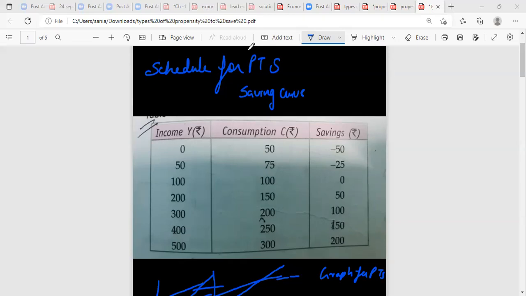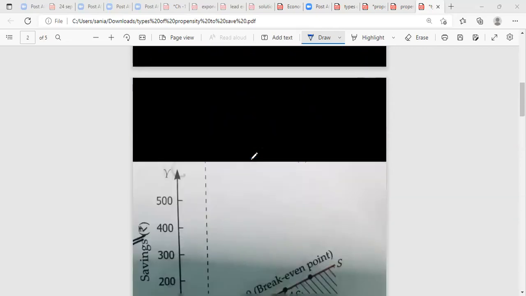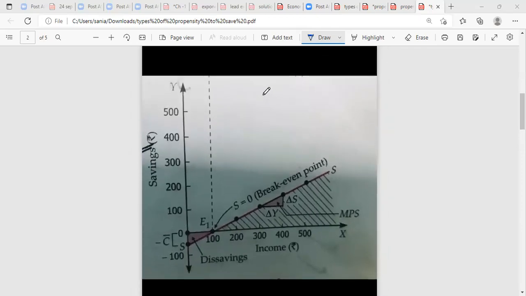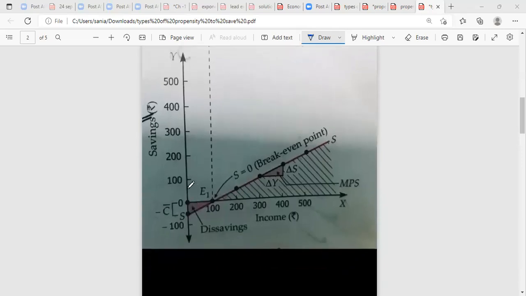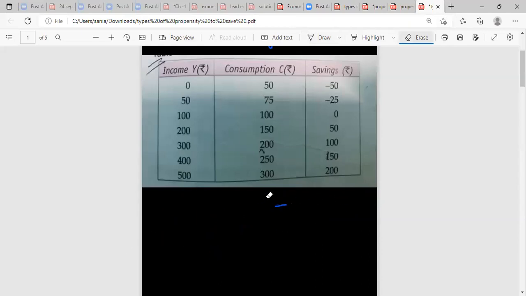Done, ma'am. You have drawn the graph? No, ma'am. Okay, so now you have to draw the graph. For those who haven't, you can see they have only drawn the saving curve, but you have to draw the consumption curve as well, which will go like this. I hope you can draw it. Or do you want me to give some clarification? Ma'am, could you explain it, please?